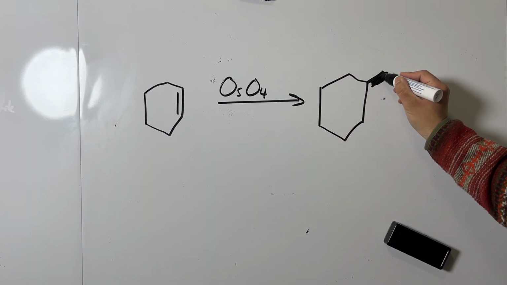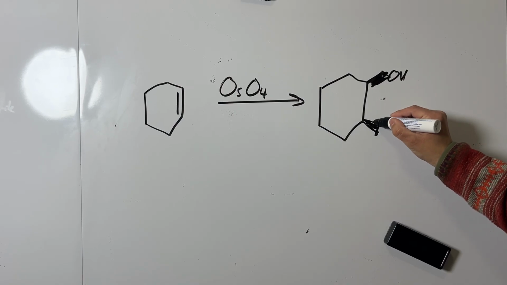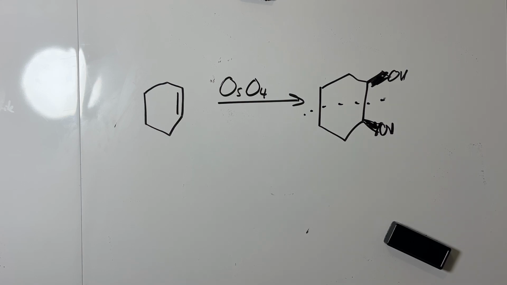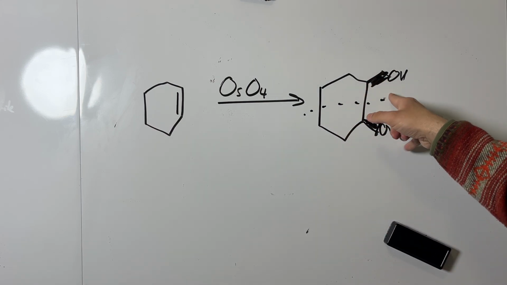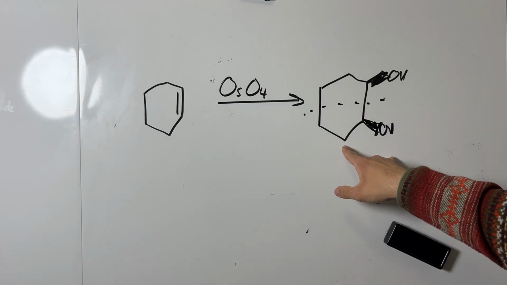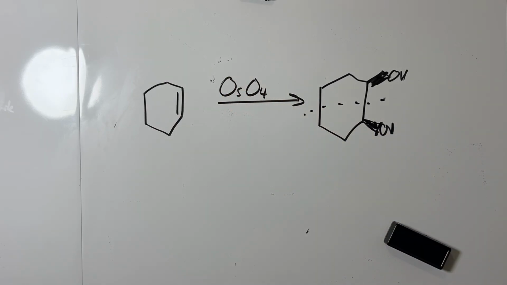Here, it doesn't matter because this has an internal plane of symmetry. That is a racemic mixture, because if we were to flip this, these would also be the same. You don't have to worry about drawing the enantiomer as well. But remember, there's no free rotation, so these are locked, and this is where that syn dihydroxylation really becomes important.